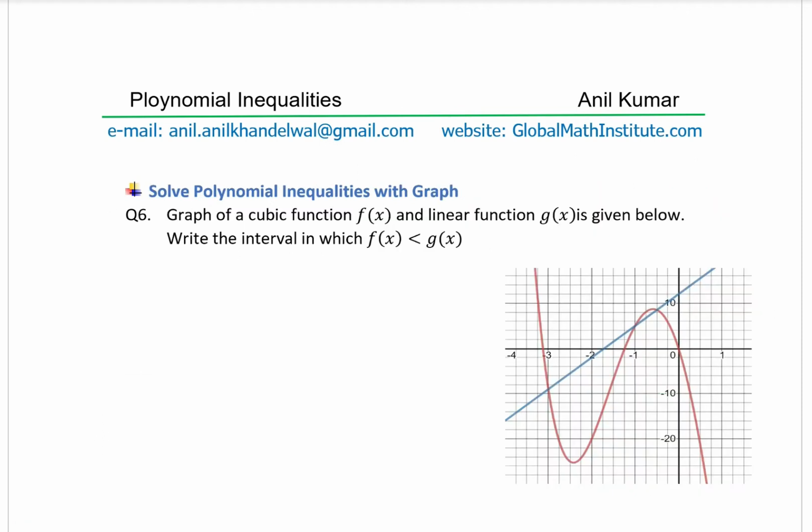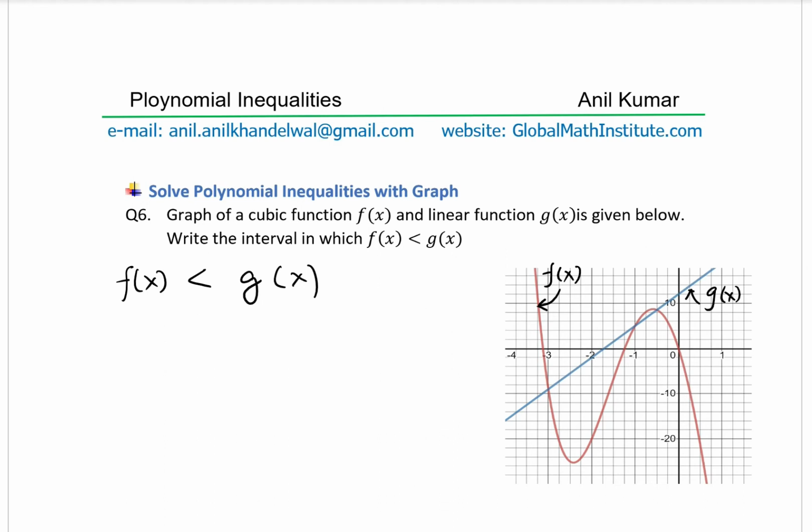Let's take the next example, which is question number 6 for us. The graph of a cubic function f of x and a linear function g of x is given to you. So first and foremost, this is the cubic function, which is f of x, and the linear function, which is g of x. Write the interval in which f of x is less than g of x. So you can actually pause the video. We answered this question earlier, so write down your solution.